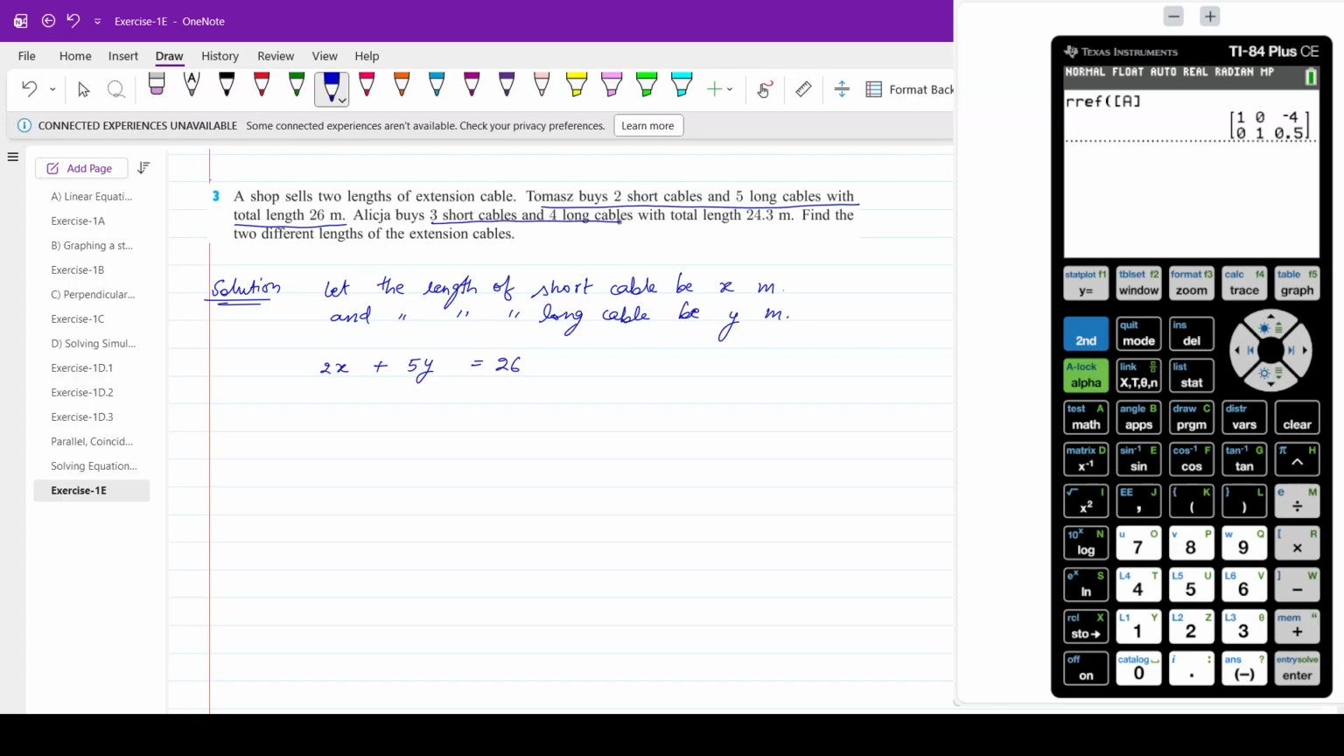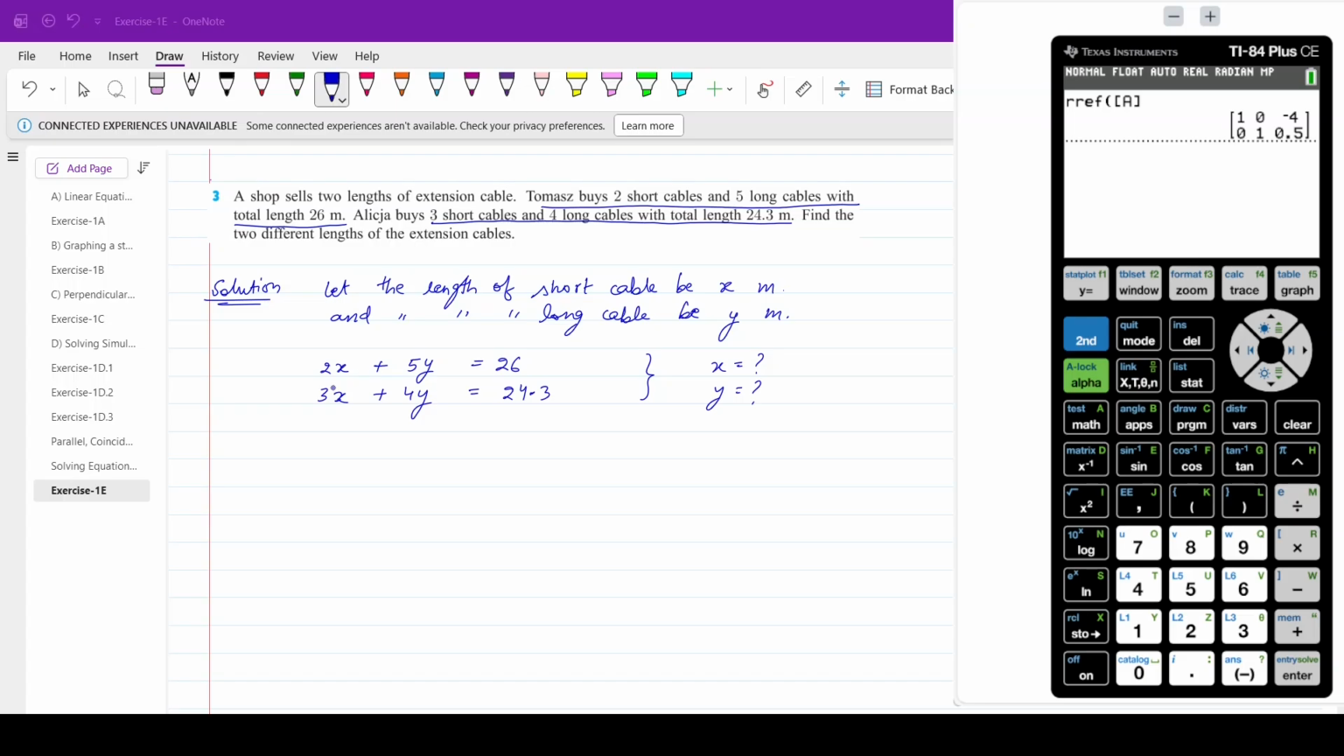and from this sentence we can say 3x plus 4y is equal to 24.3. Now we have to find the value of x and y. So now we can see that we have some values in decimal that will be quite difficult for us to calculate without a calculator. So in this question, I'll be using a graphing calculator.